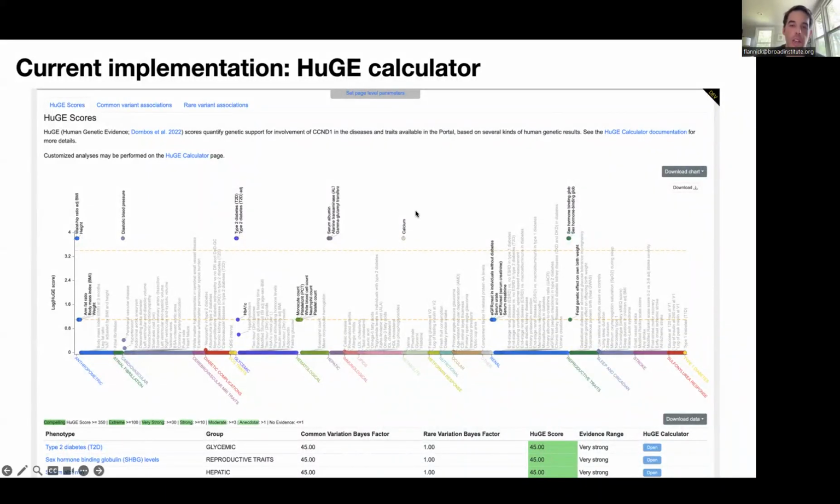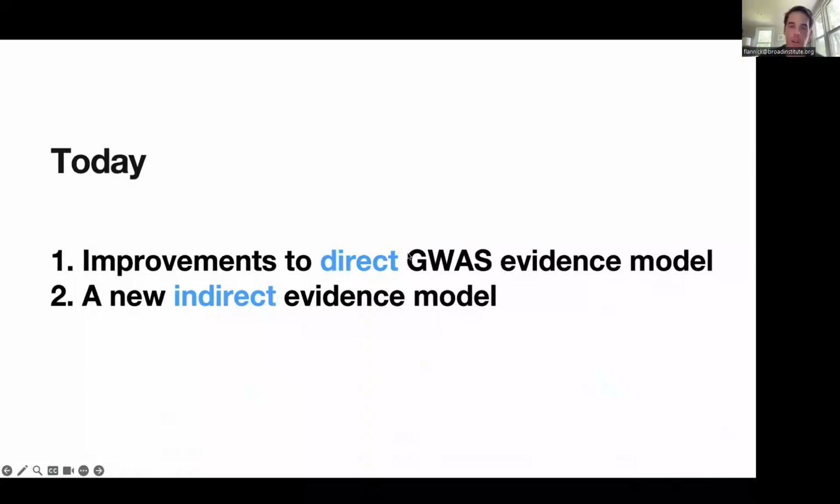And one of the first things that you'll see on this plot is that it's very sparse and it's very discrete. And if you've used the portal, you're probably very familiar with this. And I'm going to talk a little bit today about why this is and how we're addressing improving that, and some methods that we have underway. I'm going to call improvements to this a direct evidence model. I'm using this term direct evidence because the huge calculator asks: is there support for a role for this gene in a trait, given the associations I observe for it?